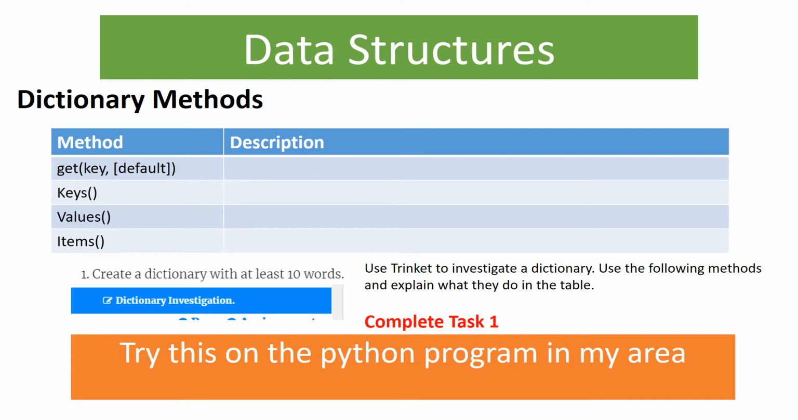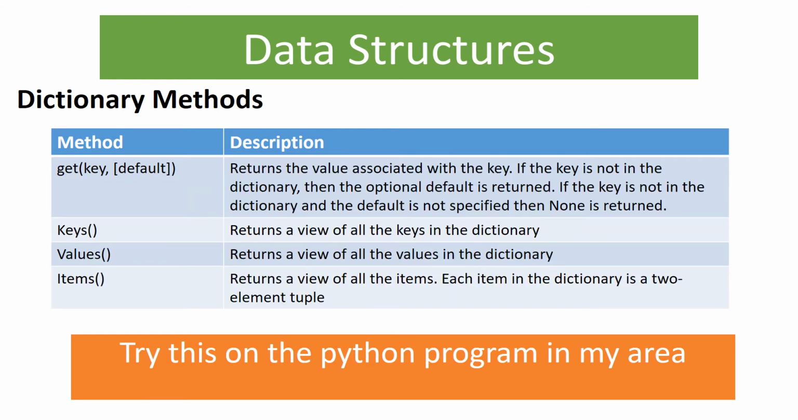I want you to go on to Trinket now. We're going to investigate how to use a dictionary. You need to look for dictionary investigation. You've got 4 different methods here. What I want you to do is first of all make a dictionary, and secondly try these 4 methods. What do they do and how do they work? Please write your answers in the table. Here are some of the answers.